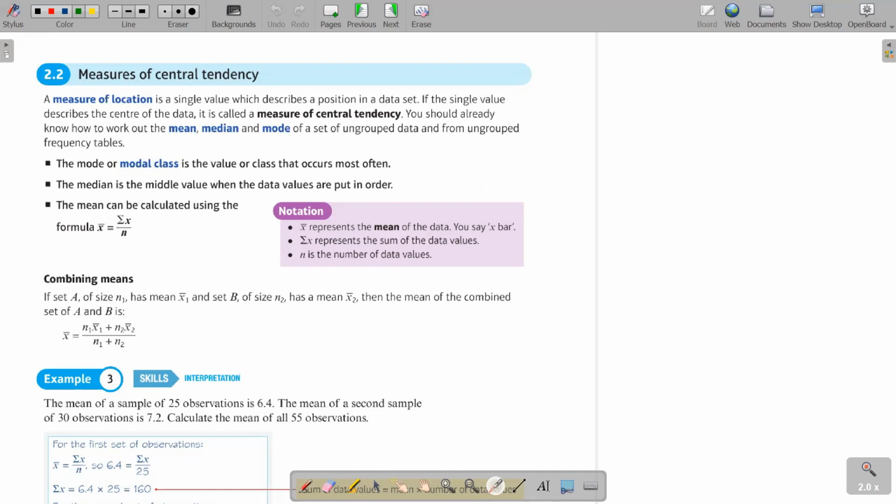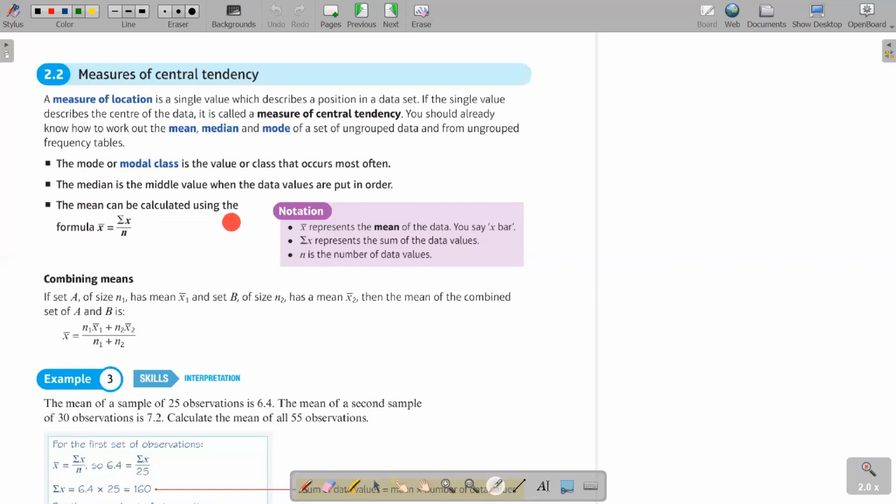So reminding you again, what is this? The mode or modal class is the value or class that occurs most often. So the mode is the value, or in the case of a grouped table, the modal class. It is the class that occurs most often. And what is the median? The median is the value when data values are put in order. Median is the middle value, exactly the value in the middle. And the other one is the mean. So we are talking about the three measures of location that we mainly use: mode, median, mean.